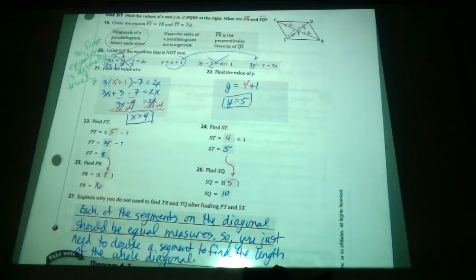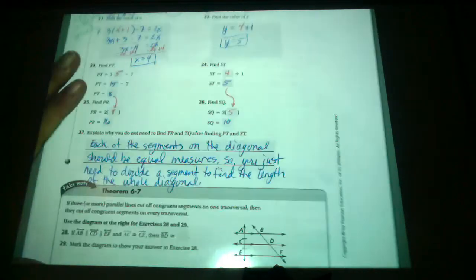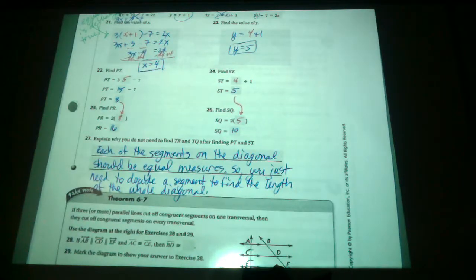You do run the risk of compounding your error. And then I was very wordy here, but if you can say the same thing without being so wordy, more power to you. So essentially, since each of the segments in the diagonal are equal to each other on the same diagonal, you just have to double them. That's all that was trying to tell you. You don't have a theorem that says that.